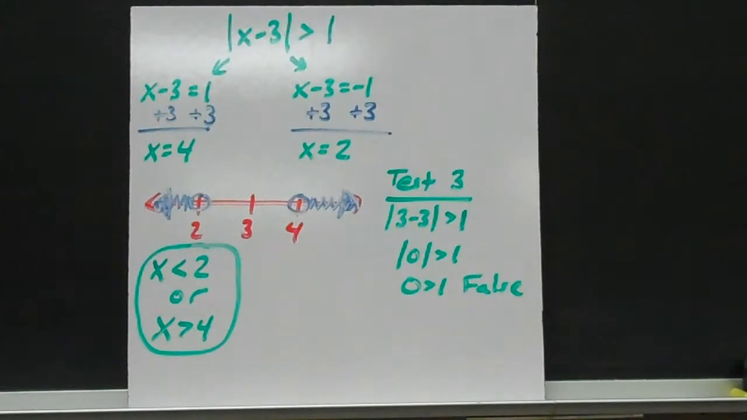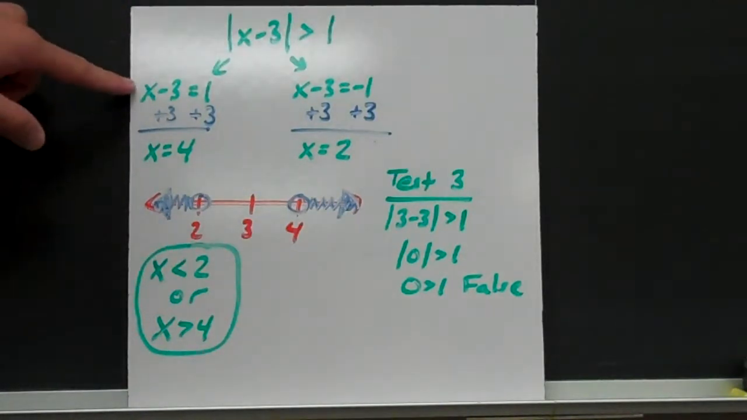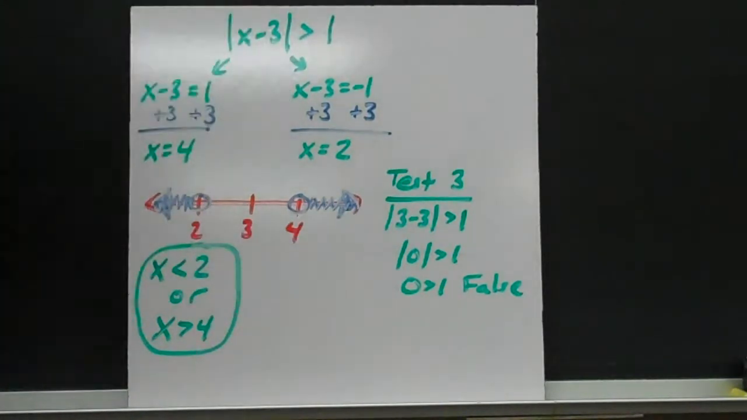Here we have another one. The absolute value of x minus 3 is greater than 1. So we're asking what number is 1 unit away from 0. That's positive 1 and negative 1. So x minus 3 equals positive 1, x minus 3 equals negative 1.